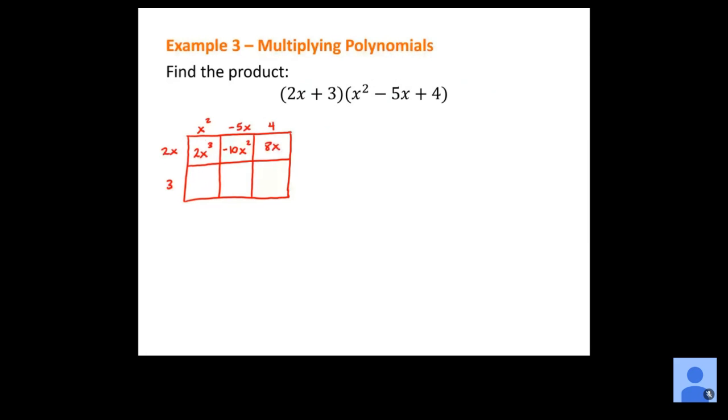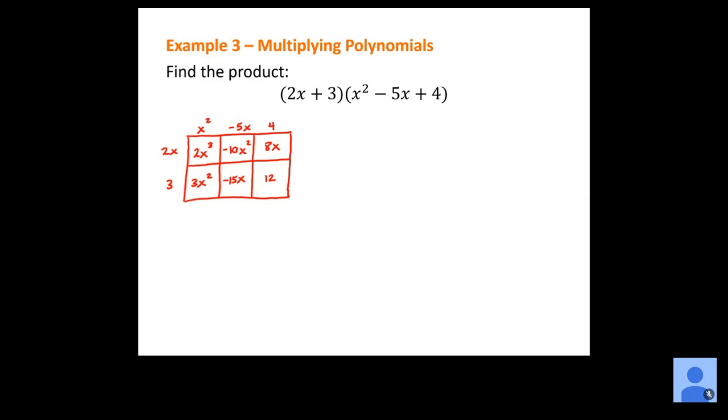Now we can move down to the second row. So I'm multiplying the 3 times the x squared. That's going to give us 3x squared. Then we're going to have 3 times negative 5x. That should be negative 15x. And finally, 3 times 4 is going to give us 12.